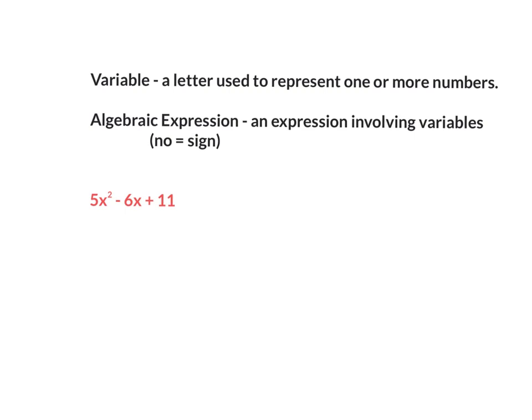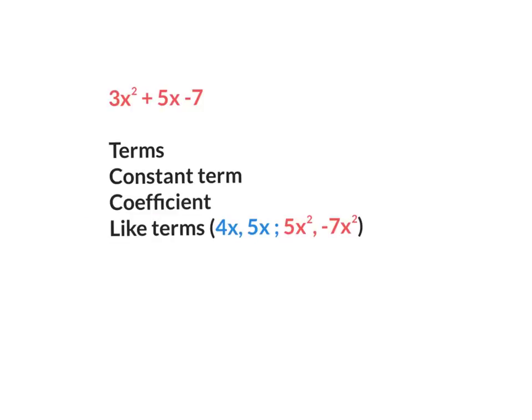This is an example of an algebraic expression here. It has variables in it, no equal sign. It's an algebraic expression. A few more words. I keep thinking we're done with the words. Terms. This is called a trinomial. We'll get to that later, but this is made up of 3 terms.